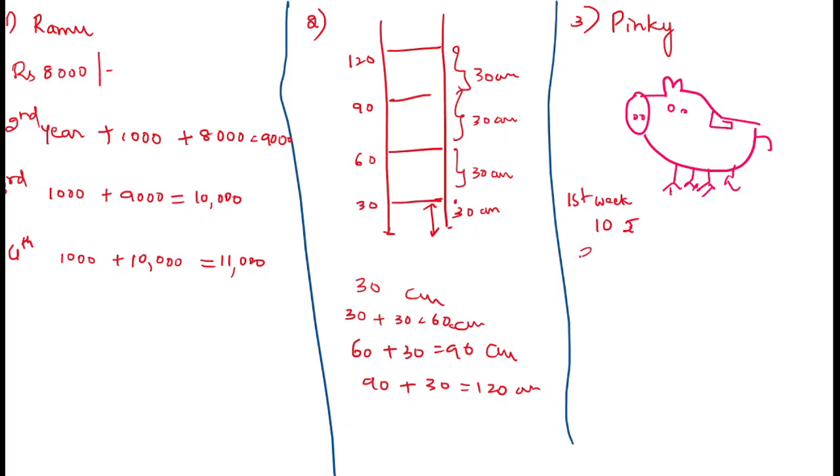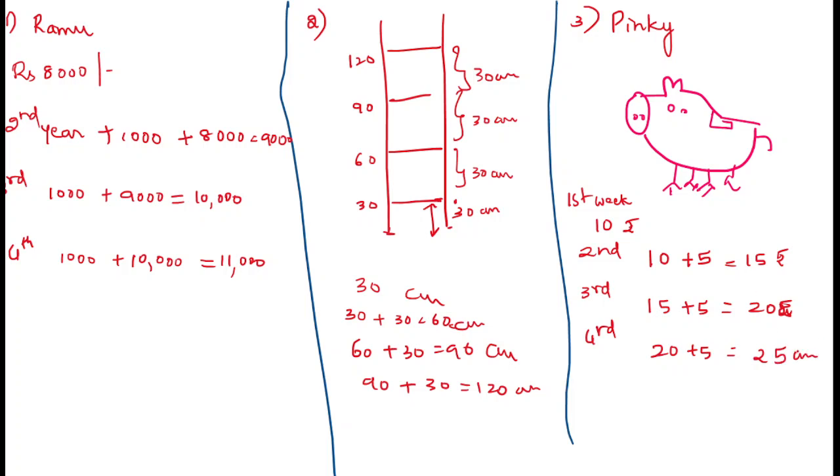Then what happened? In the second week she gave 5 rupees to Pinky, means it will be 15 rupees inside the piggy bank. Again, third week, mom gave 5 rupees. So, 15 plus 5 is how much? 20 rupees in the piggy bank. Now, fourth week, how much did she give again? She gave 5 rupees. So, it should be 25 rupees in the piggy bank.